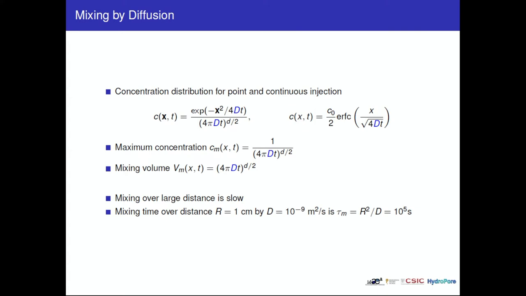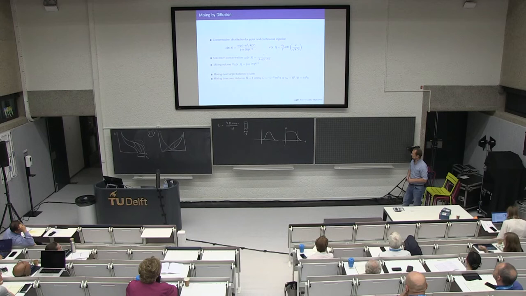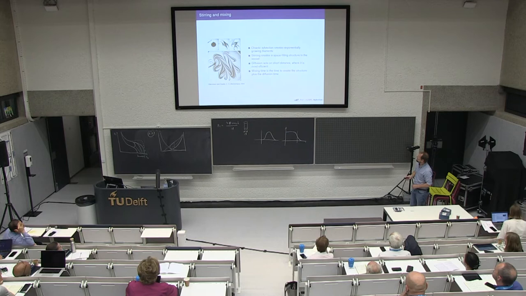So if you put some sugar in your coffee in the morning and you wait for it to get sweet by diffusion, you have to wait very long. So what you do instead, you stir. So normally you take a type of chaotic stirring protocol when you go with your spoon. And so you have a closed vessel, and what you do is you create a space-filling structure.